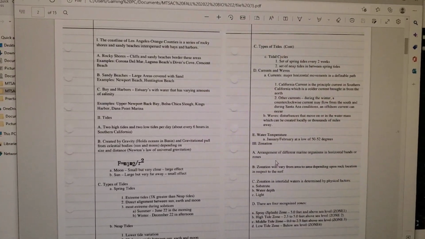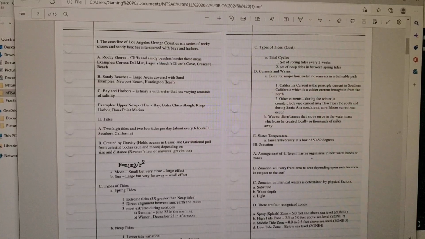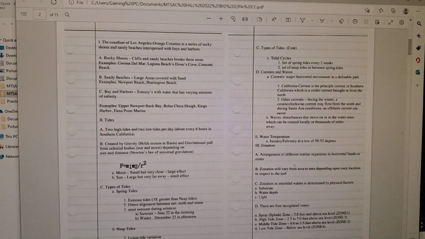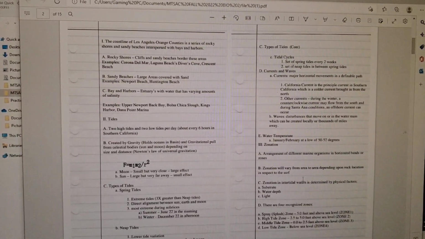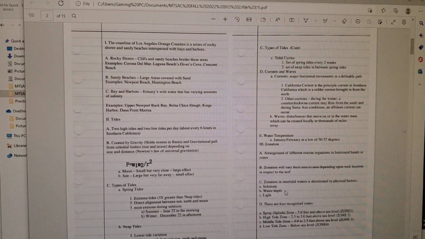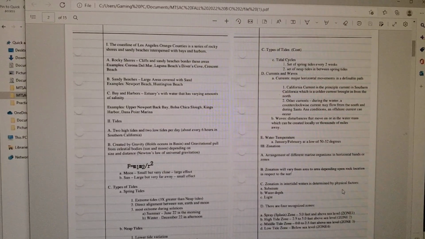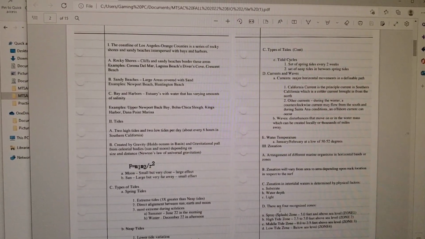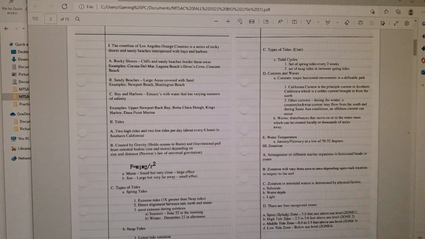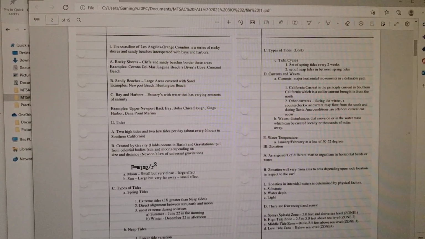You have zonations. Zonation is the arrangement of different marine organisms in horizontal bands or zones. Zonation will vary from area to area depending upon rock location and respective surf. So zonation in tidal waters is determined by physical factors: substrate, water depth, and light. And there are 4 recognized zones: the spray zone, high tide zone, middle tide zone, and low tide zone.